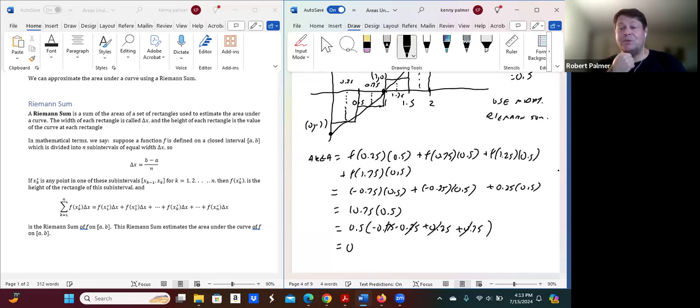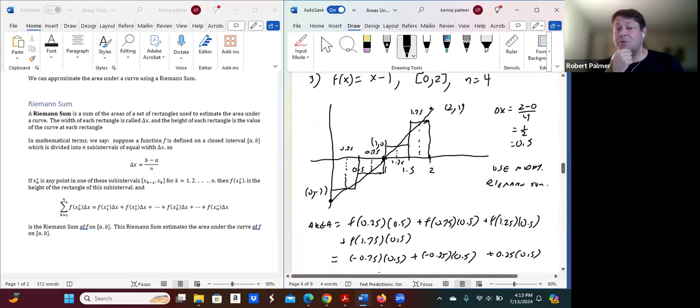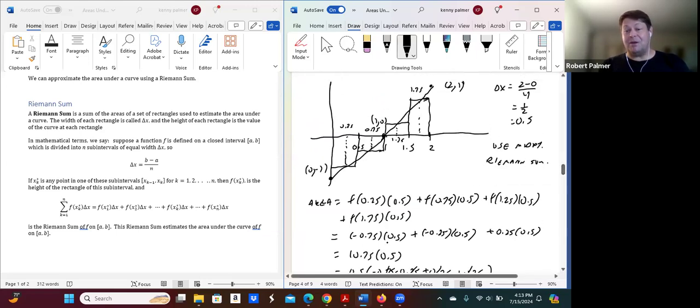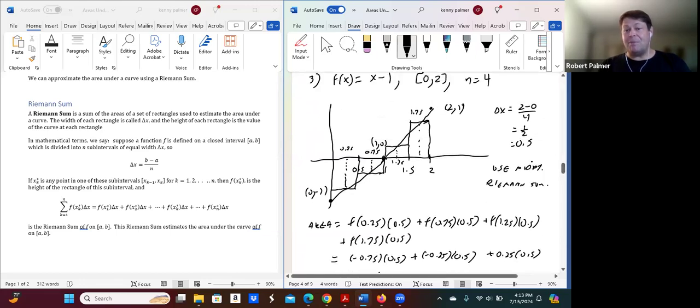Okay. And here's what I mentioned before. If you notice, this one is kind of symmetric. These areas here are negative because they're below the x-axis. These areas here are positive, they're above the x-axis, and that came out in the function values. Okay, so we added it up, and that is actually 0.